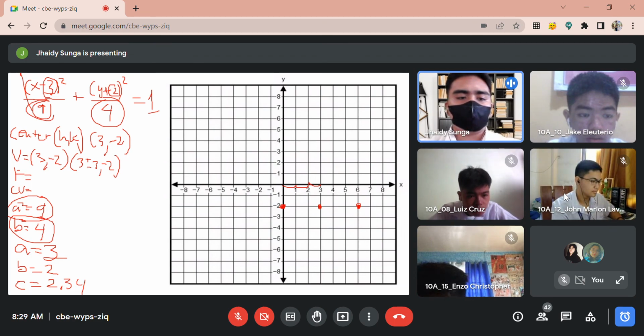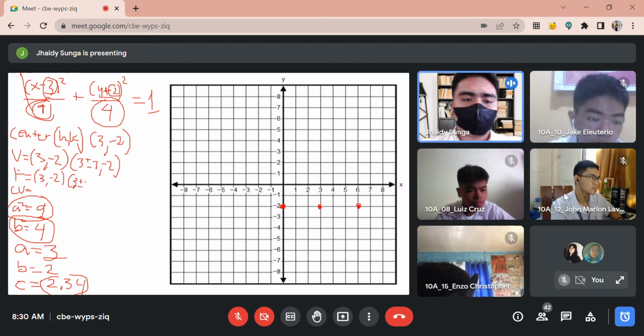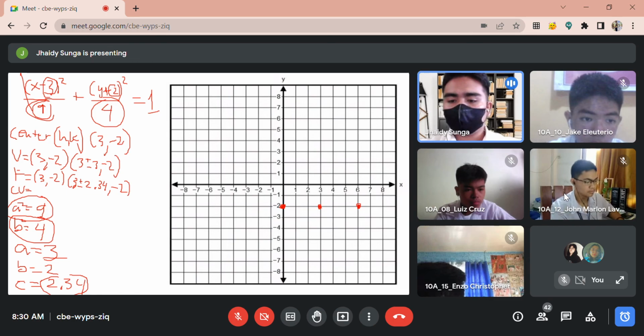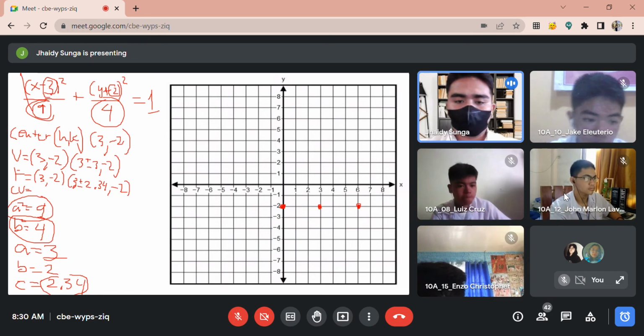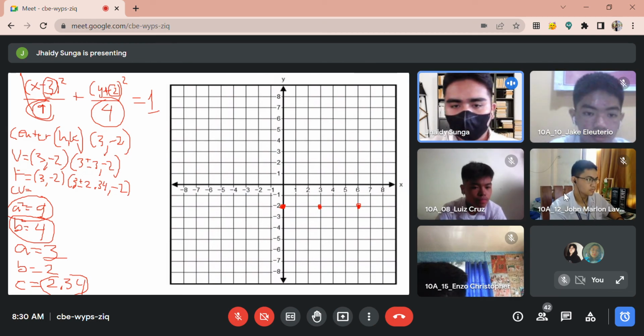Okay? So how about for the foci? Your focus is C, 2.34. You're going to add in the same manner: 3, positive and negative 2.34, then negative 2. With that said, you could have 3 plus 2.34 here, and 3 minus 2.34 and negative 2 here.